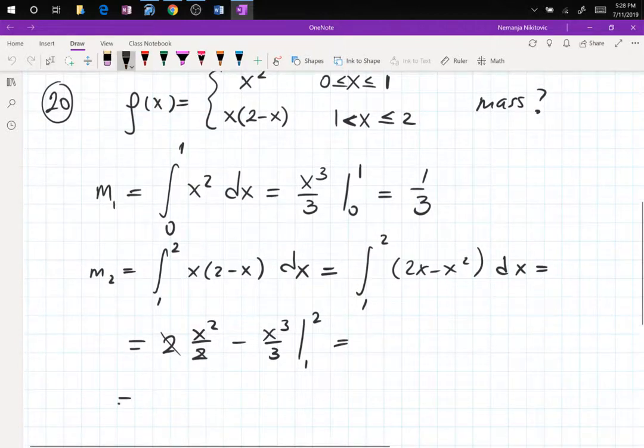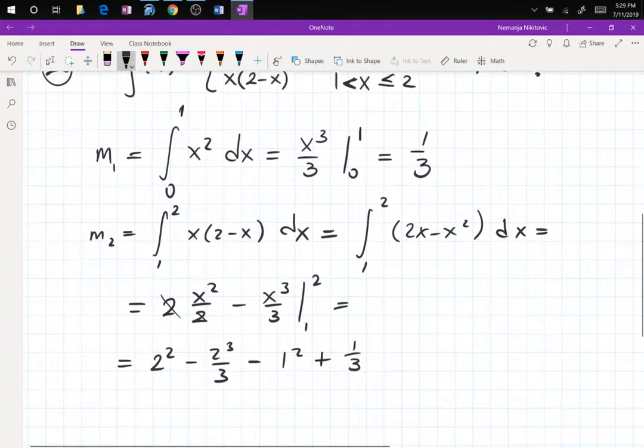So what do we have? We have 2 squared minus 2 cubed over 3. Minus 1 squared, and minus minus gives me plus, and when I plug in 1, I get 1/3. All right.